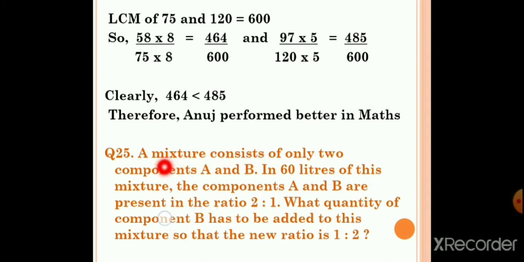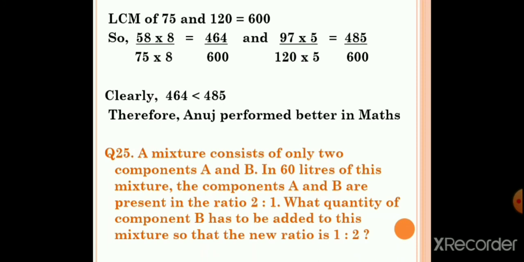Next, moving on to the last question of this exercise. A mixture consists of only two components, A and B. In 60 liters of this mixture, the components A and B are present in the ratio 2:1. What quantity of the component B has to be added to this mixture so that the new ratio is 1:2? So the total quantity of the mixture is given as 60 liters, and they have said that components A and B are in the ratio 2:1.